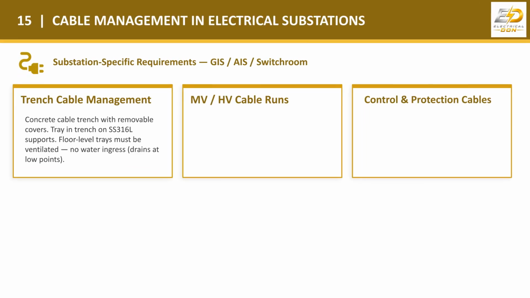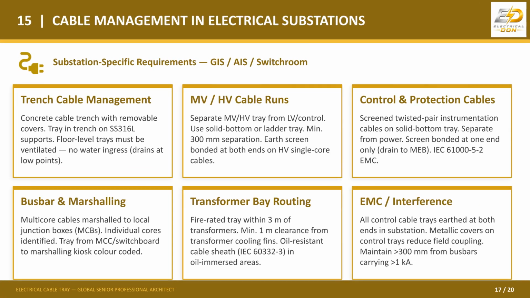For electrical substations, cable management is specific to trenches, MV/HV runs, and control cables. Trench trays require ventilation and SS316L supports. MV/HV runs need a minimum 300 mm separation from LV/control. Control cables use shielded twisted pair on solid bottom trays, bonded at one end only for EMC compliance.